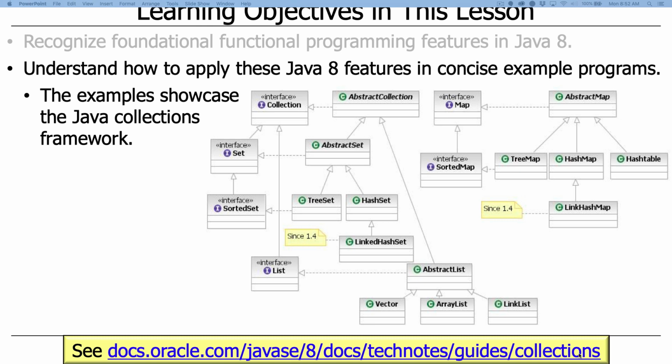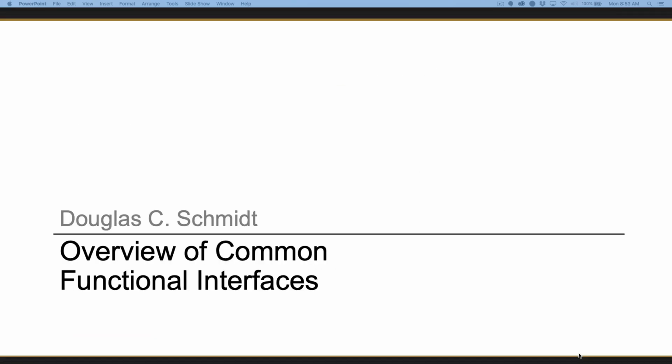We'll also show how to apply these things to some interesting example programs, and all the example programs showcase various classes and methods that are defined as part of the Java collections framework, which you should be familiar with at this point, at least a little bit in terms of common collections like hash map and array list and so on, which you're getting some experience using.